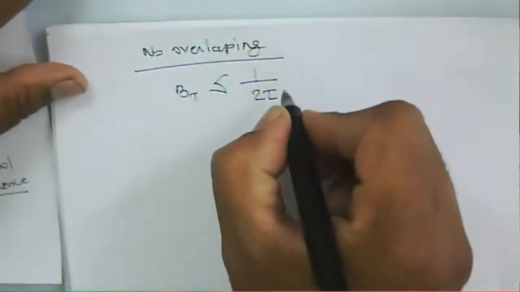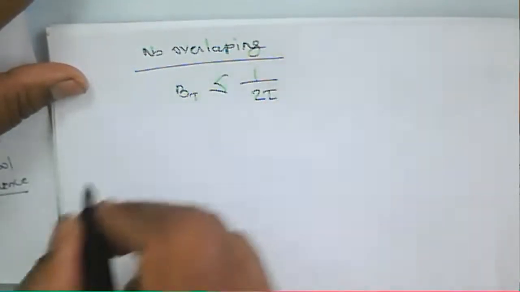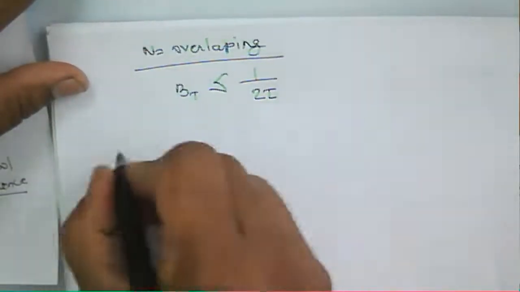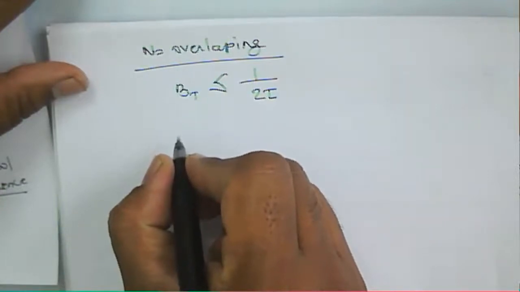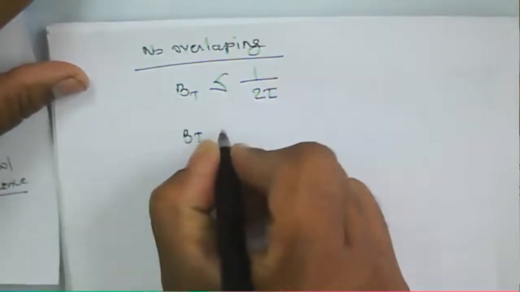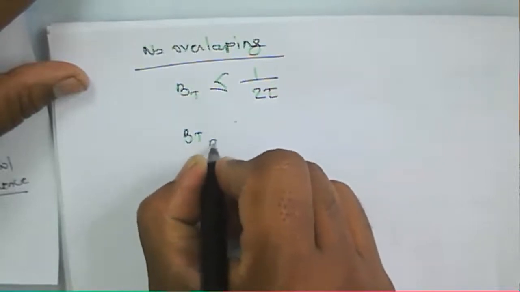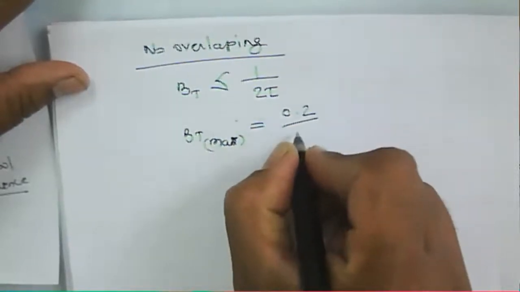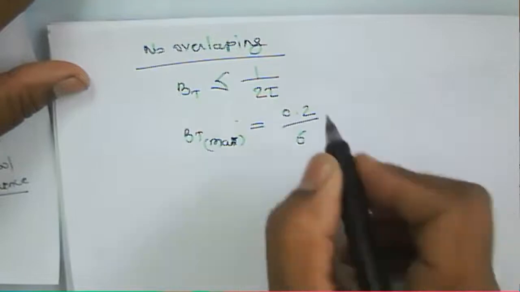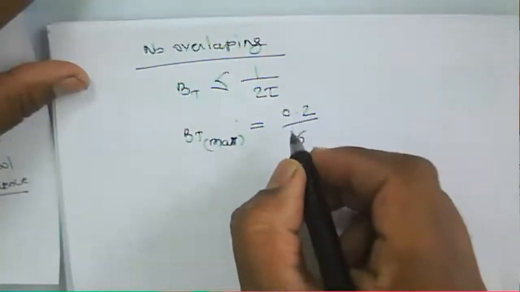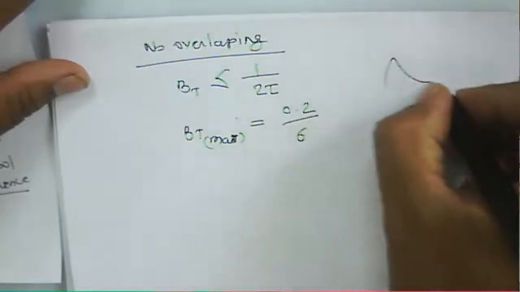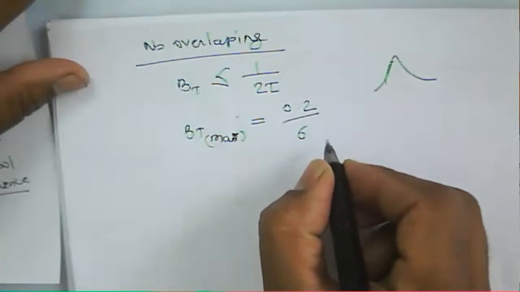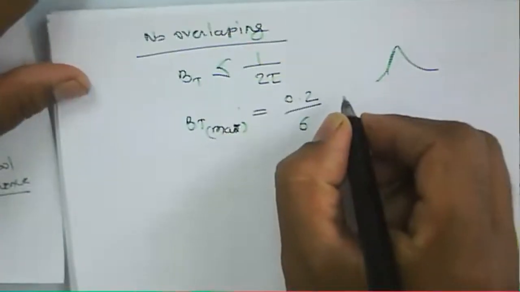So bit rate is nothing but 1 by 2T. And if you consider the pulse output to be of Gaussian shape, in that case what does our bit rate become? The maximum bit rate will be equal to 0.2 by sigma, where sigma is the RMS width of this particular Gaussian pulse. That is 0.2 by sigma, that is the bit rate here.